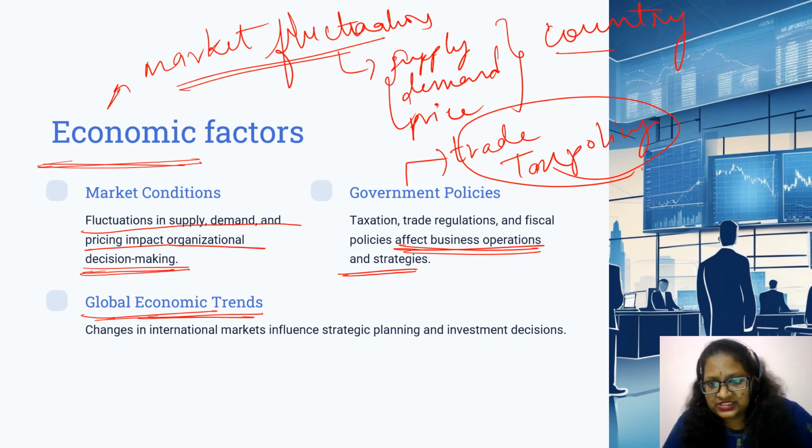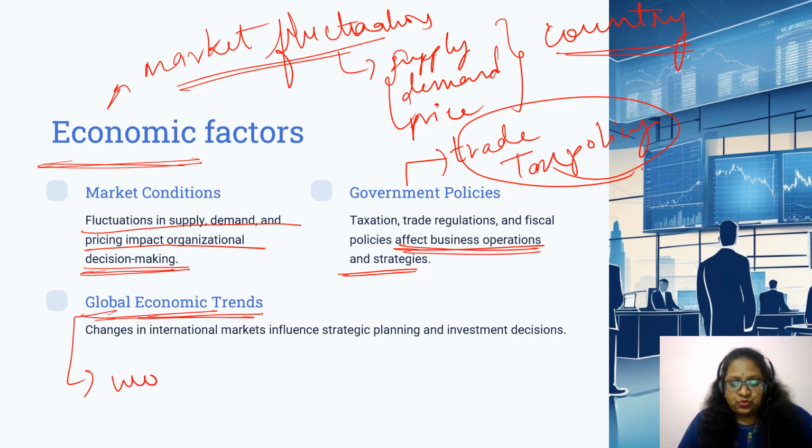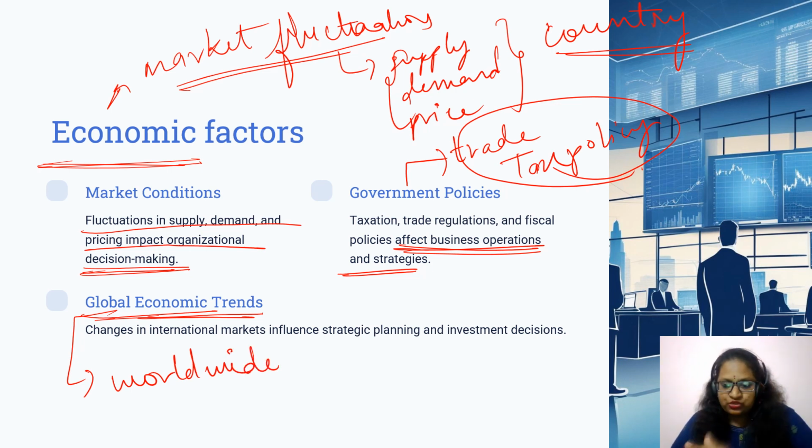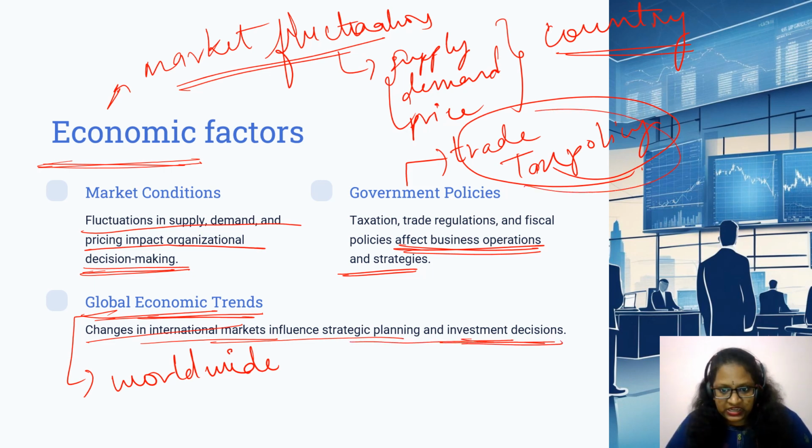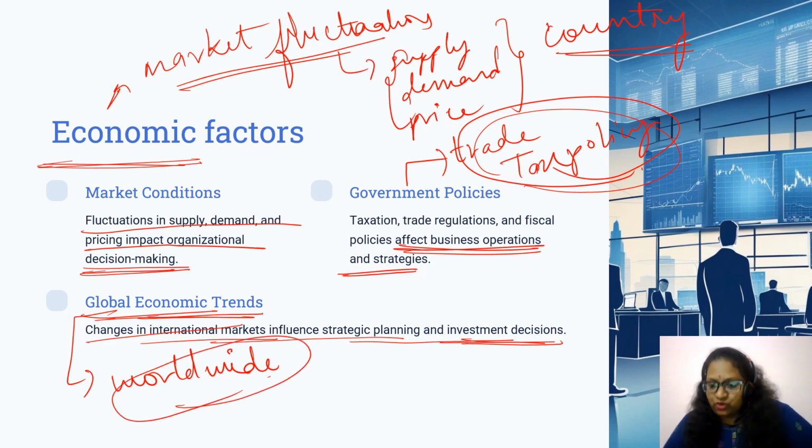Now, there are external factors which are also coming globally, that is worldwide. What is going on in markets throughout the world also affects the organization. Changes in international markets influence strategic planning and investment decisions. So changes within the country and worldwide, both are influencing the organization's behavior. Now let's look at the next external factor.